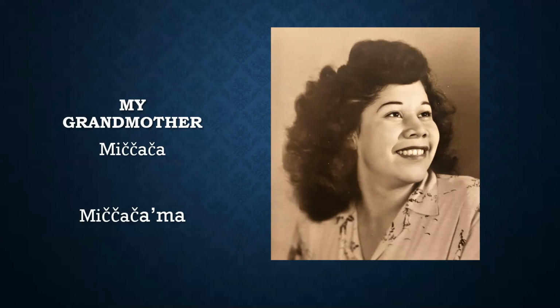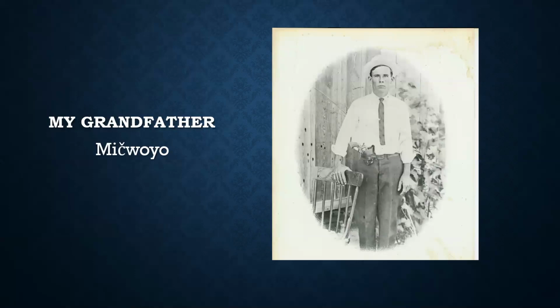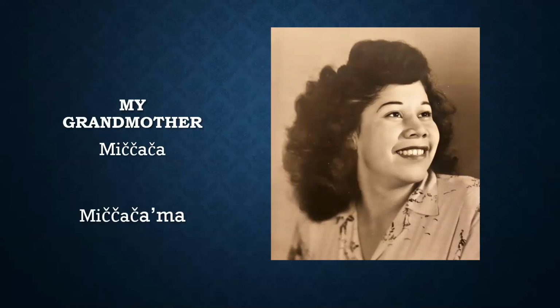Going back to my grandfather, because he passed away a long time ago, 1924 I believe, I would say Michwoyoma, my deceased grandfather, or in this case, great-great-grandfather. And that goes with anything. If you want to add ma at the end of my grandmother or any parent or sibling, that indicates that they've passed away. This is similar to amma, which is the past tense for verbs. So that's where that comes from. Michacha and Michacha ma, my grandmother and my deceased grandmother.